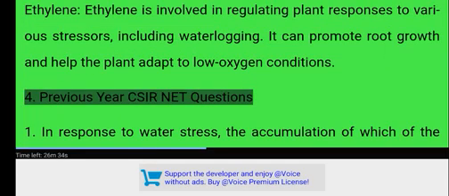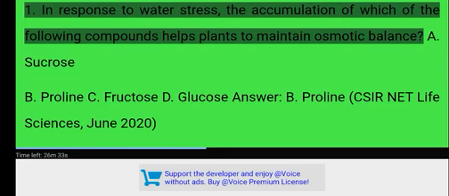4. Previous year CSIR NET questions. 1. In response to water stress, the accumulation of which of the following compounds helps plants to maintain osmotic balance?